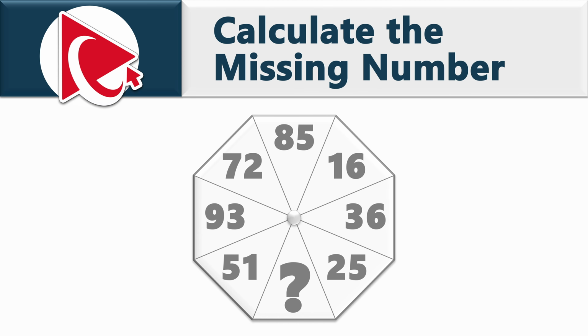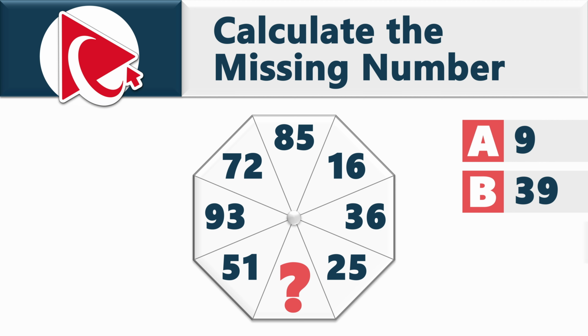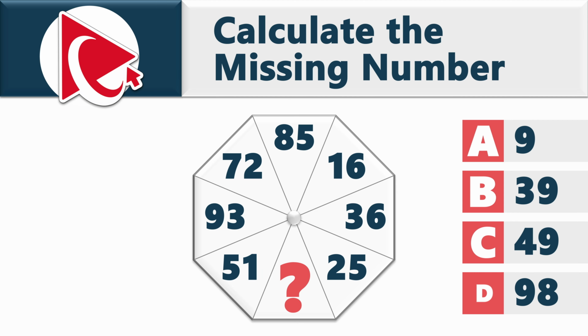Octagon has 7 numbers inside, and the 8th number is missing. Starting from the 8 o'clock, the numbers are 51, 93, 72, 85, 16, 36, 25, and then comes the missing number, which you need to calculate and select out of 4 possible choices. Choice A, 9. Choice B, 39. Choice C, 49. And last but not least, choice D, 98.